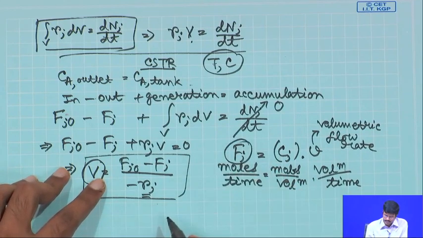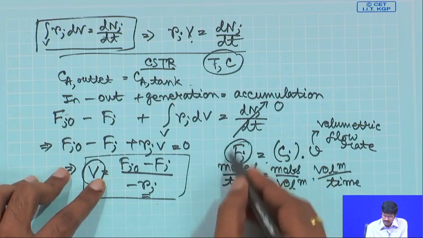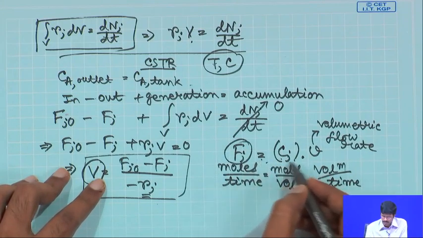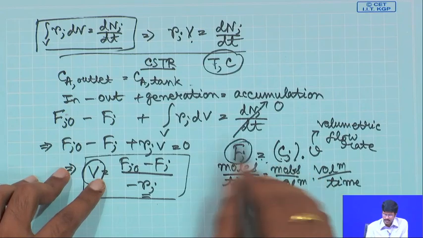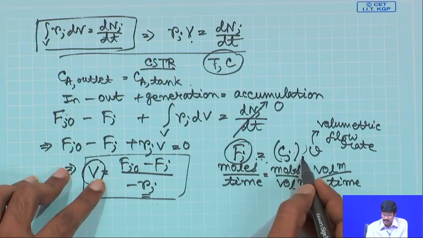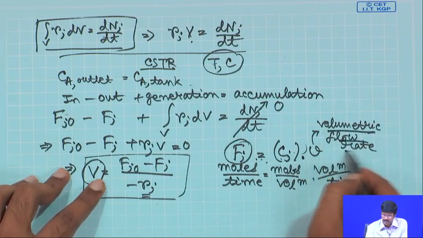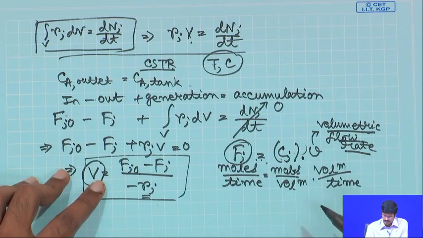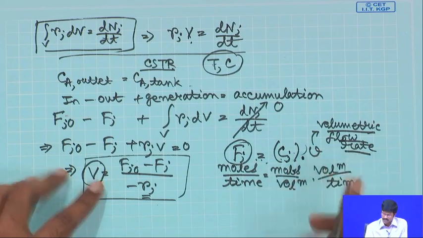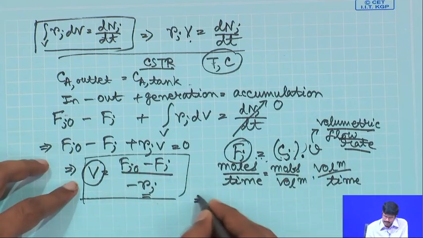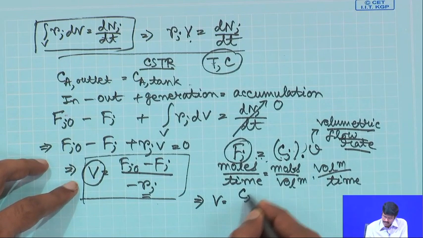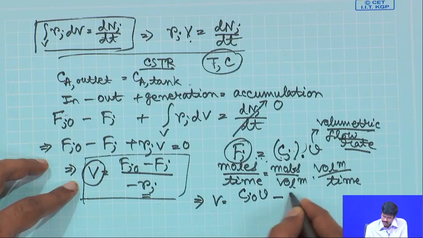So, Fj, the rate of flow in or out, you can equate to the concentration of the particular species in the stream flowing in, multiplied by the volumetric flow rate, which is volume per second, say milliliters per second or meter cubed per second. If you just replace that here, your V becomes equal to Cj0 v minus Cj v.